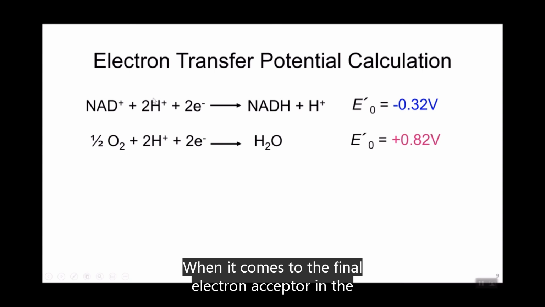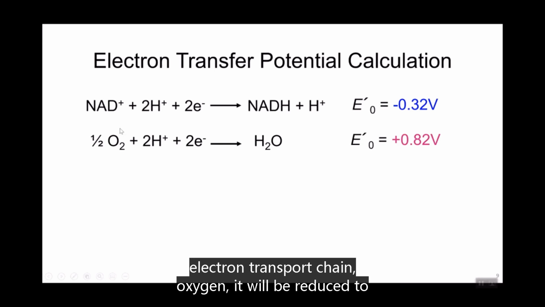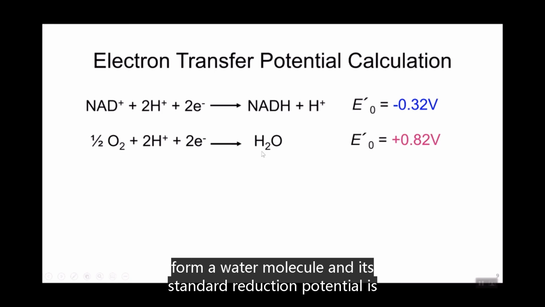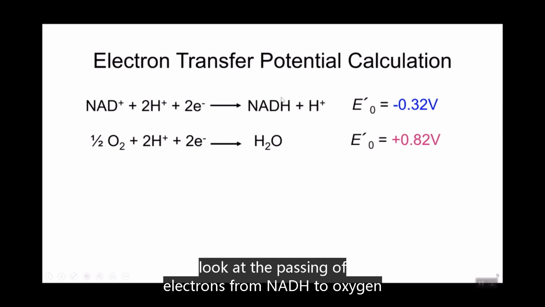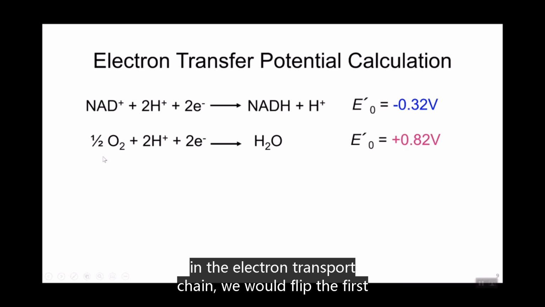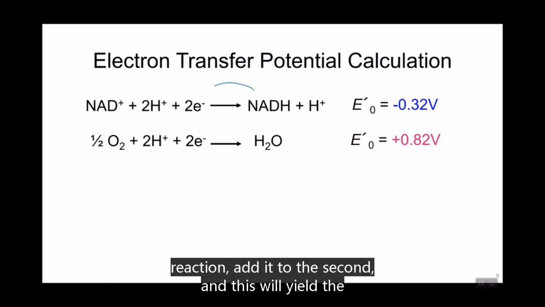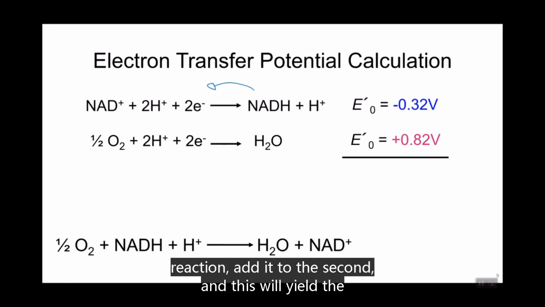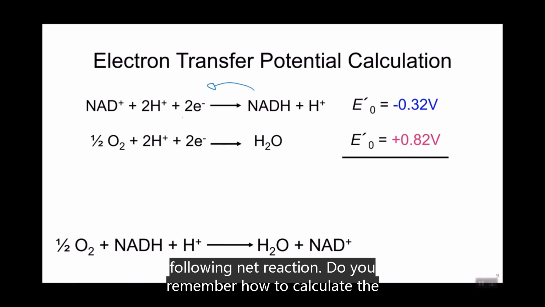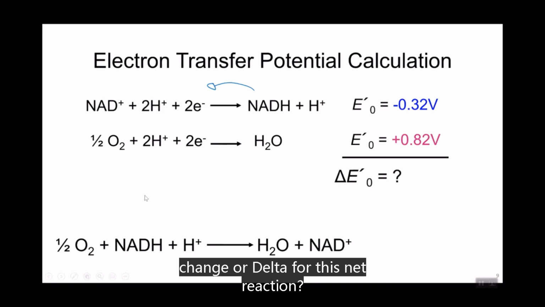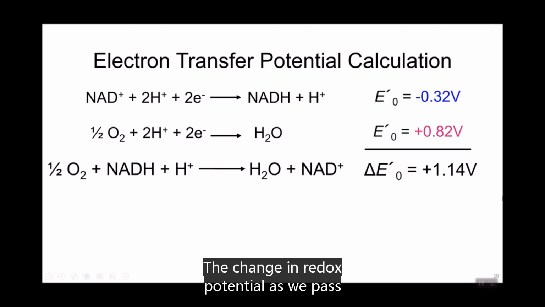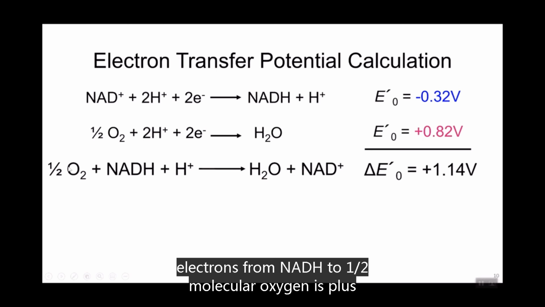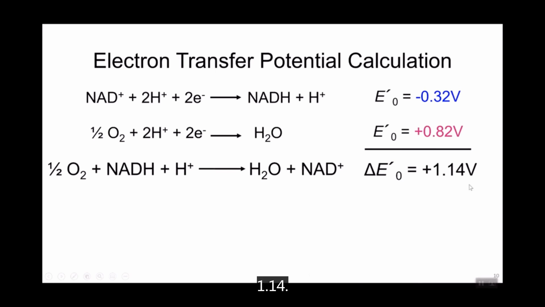When it comes to the final electron acceptor in the electron transport chain, oxygen, it'll be reduced to form a water molecule, and its standard reduction potential is positive, indicating that it prefers to be reduced. So if we look at the passing of electrons from NADH to oxygen in the electron transport chain, we would flip the first reaction and add it to the second, and this will yield the following net reaction. Do you remember how to calculate the change or delta for this net reaction? The change in redox potential as we pass electrons from NADH to 1/2 molecular oxygen is plus 1.14.